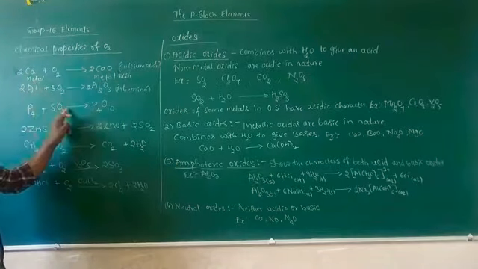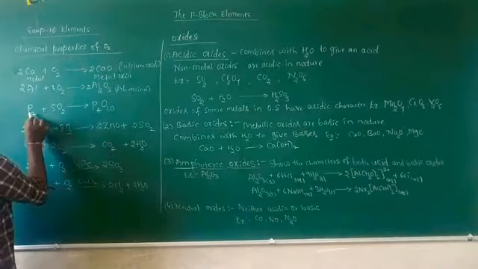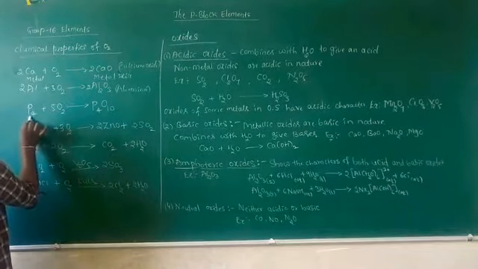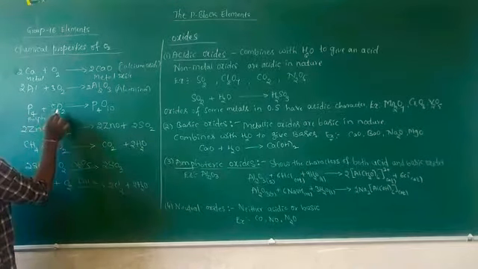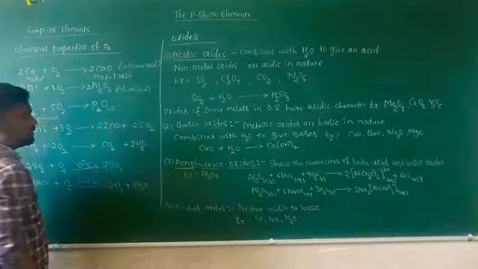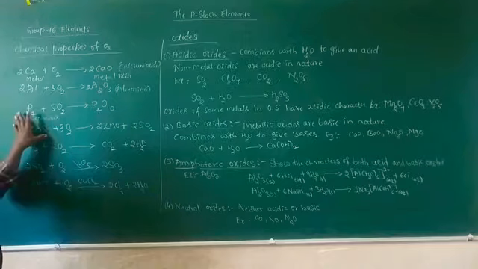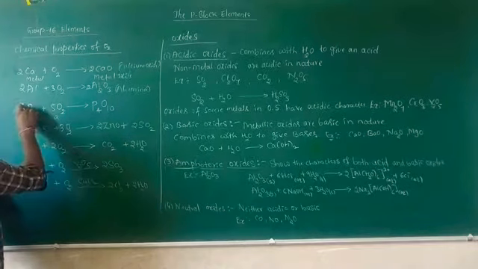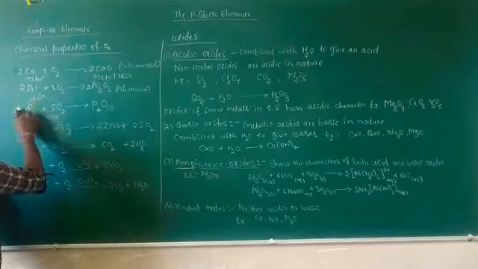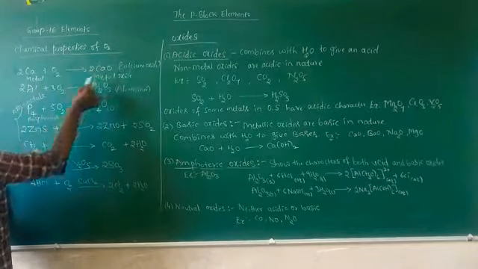What happens when dioxygen reacts with the non-metals? Non-metals form compounds, for example phosphorus P4. Atomicity of phosphorus is 4. Phosphorus reacts with oxygen to form P4O10, where zinc sulfide is also a non-metal. Zinc sulfide, these two are non-metals and these are metals.